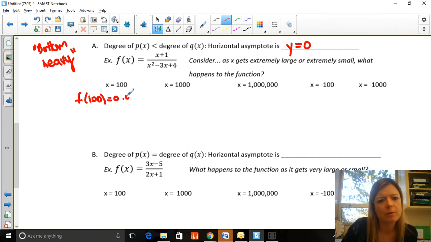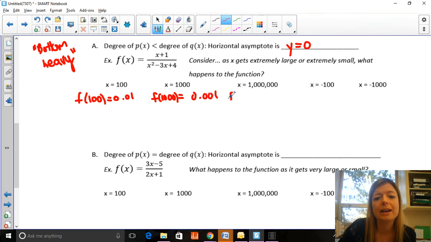Okay, now why is that true? Because I'm going to get 101 divided by some really big number, because x squared makes that 100 really, really, really big. So if I put in f at 1,000, I'm going to get 1,001 on the top, but on the bottom I'm going to get some huge number, because 1,000 squared is so big that even though I'm subtracting 3 times 1,000, that hardly matters compared to the fact that I'm squaring here. So here I would get 0.001.